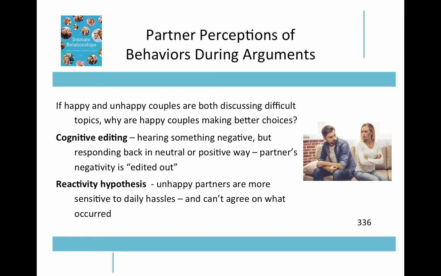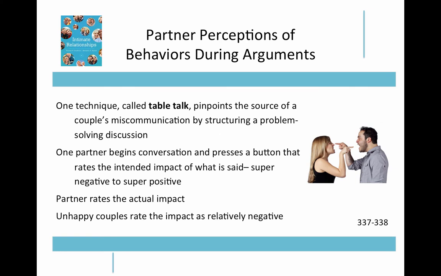Misattribution of arousal, which we've talked about several times. And people can't even agree on what they were arguing about or what caused it, which kind of gives some credence to this. So there's one technique called table talk, and it pinpoints the source of a couple's miscommunication by structuring a problem-solving discussion.